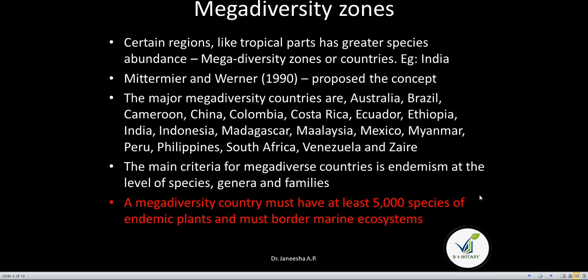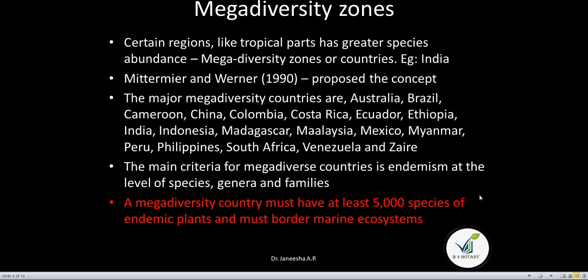There are some megadiversity countries like Australia, Brazil, Cameroon, China, Colombia, Costa Rica, Ecuador, Ethiopia, India, Indonesia, Madagascar, Malaysia, Mexico, Myanmar, Peru, Philippines, South Africa, Venezuela, and Zambia.